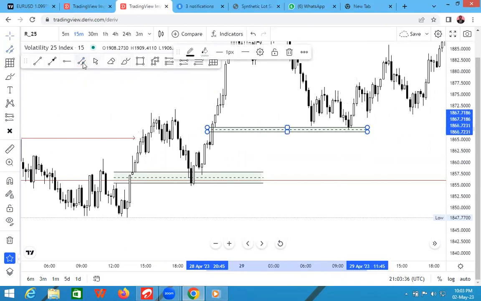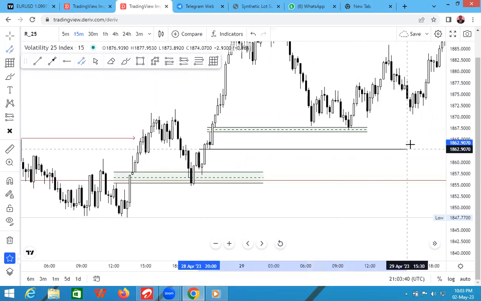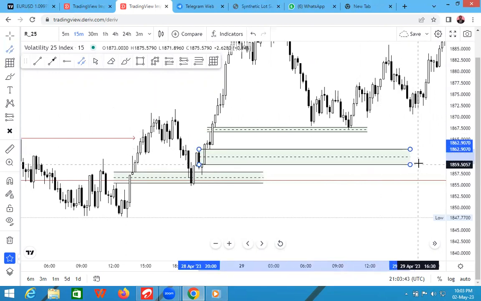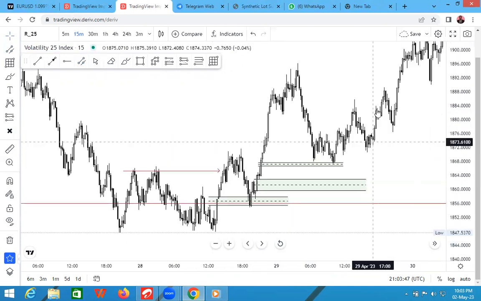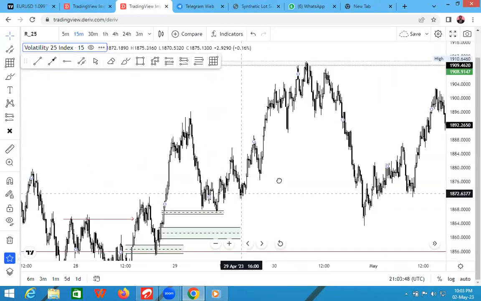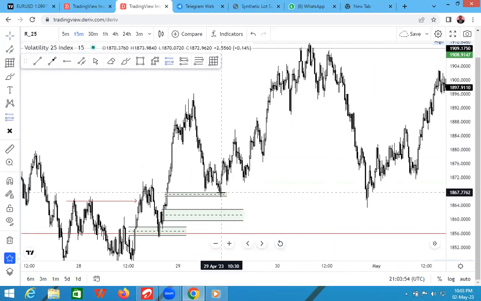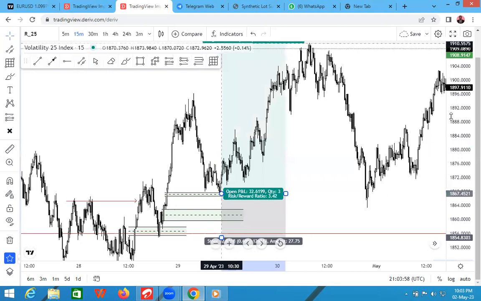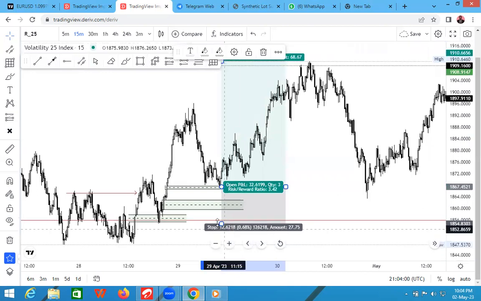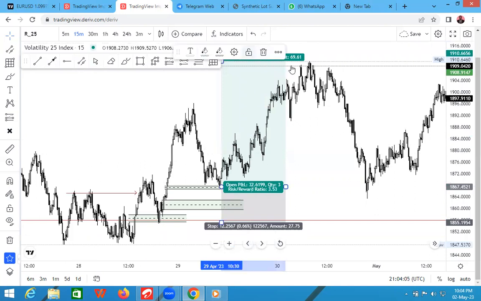So first imbalance, price came in there. I played this first imbalance and I took partials. The first imbalance was played and price gave a very huge margin. Stop loss was at this low. Price gave a 1 to 3.5.